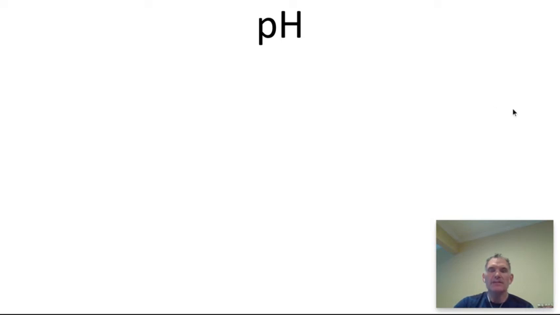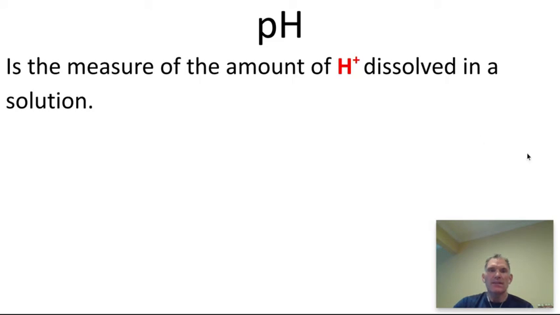The topic today is pH, and pH is a concept in science that you've learned back in 6th and 7th grade, and you just develop it more as you proceed through high school. Well, in chemistry, we get a good representation of what pH actually is. P is the measure of, and H is what we're looking for. So the measure of the amount of H plus dissolved in solution is what pH is all about. Notice that this H plus ion comes from our acid studies.